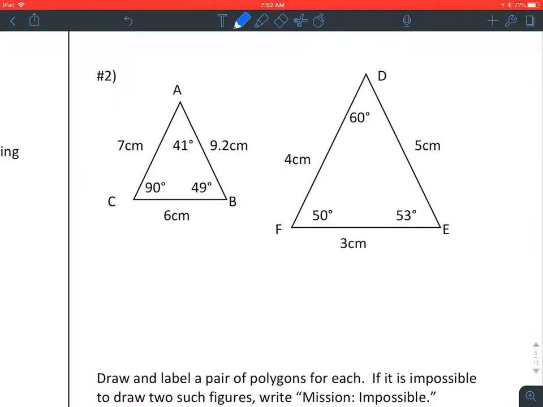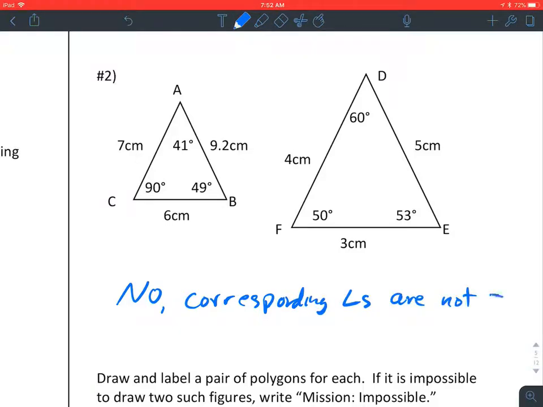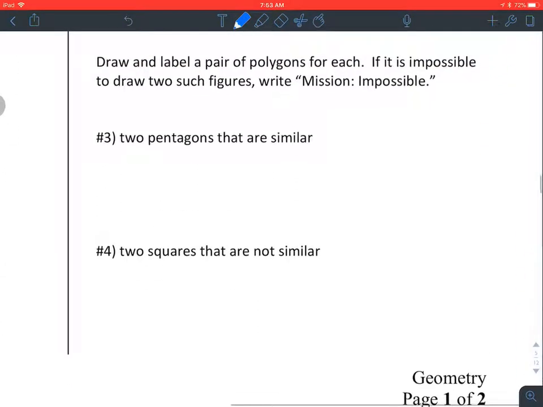Number 2. Right away we can say, no, corresponding angles are not congruent. I'll show you that here. We don't need to check the sides if the angles don't work. This first triangle has an angle of 90. The second one doesn't have one that's 90. So corresponding angles could not be congruent. So that's why we can say no right away.